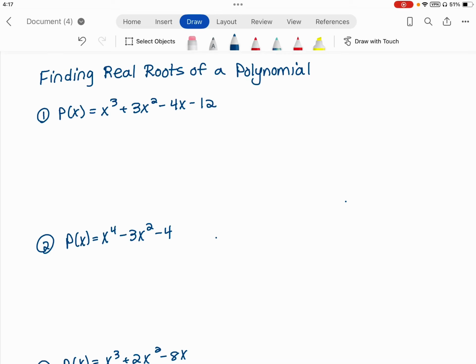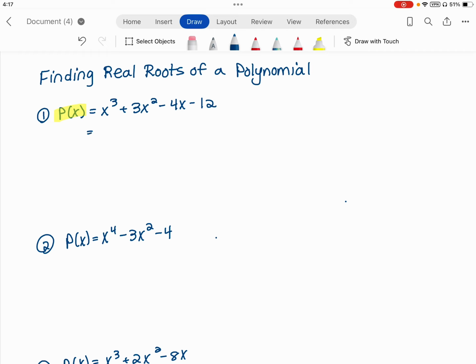So in this video, we're going to walk through a few examples of finding the real roots of a polynomial. So let's look at this first example here. This p of x function is 4 terms. And generally what you're going to try to do is factor. If there's any factoring that can be done, you want to do that.